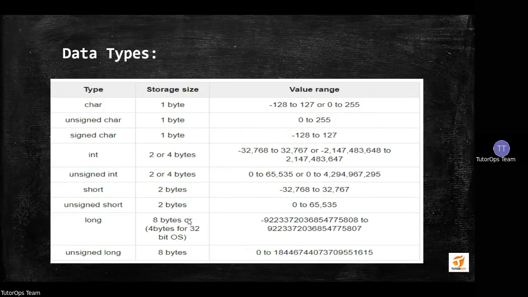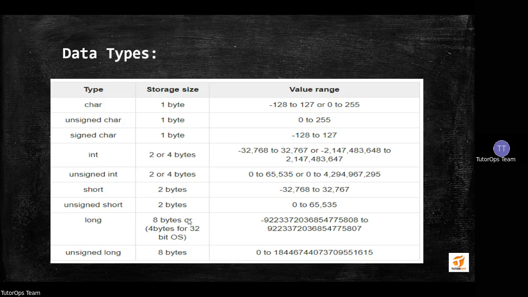Whenever you are declaring a char type variable, the storage size of the variable is 1 byte. The value range will be minus 128 to 127, or 0 to 255. When you're defining it as unsigned char, the range is 0 to 255, with the same 1 byte storage. When you're declaring it as signed char, the range is minus 128 to 127, and the storage size will be 1 byte only.